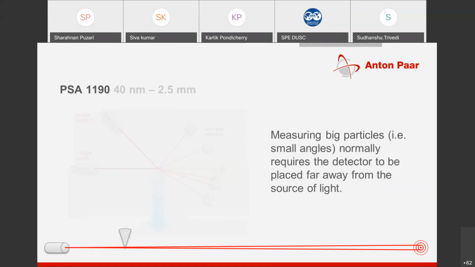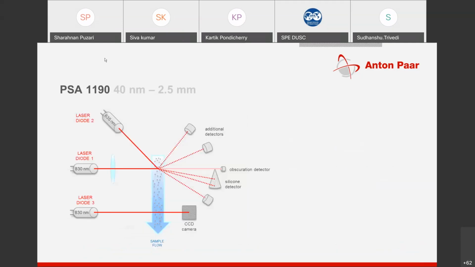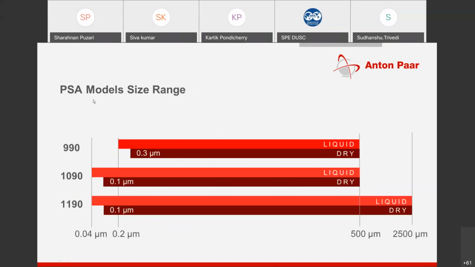Okay, so if I give one more detector, then my range becomes 2.5 mm. So this is how single laser, dual laser, and third laser systems come. Depending on your size requirement, you can select the proper instrument and the proper lasers for it. So you see, I have compiled them.